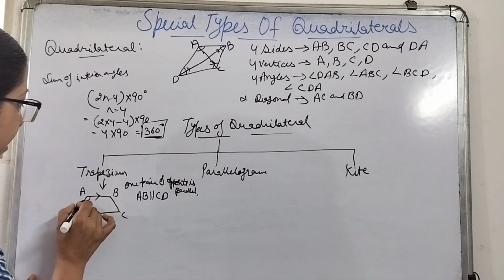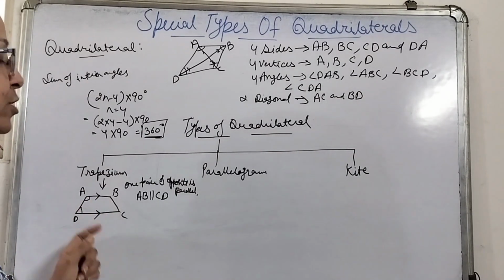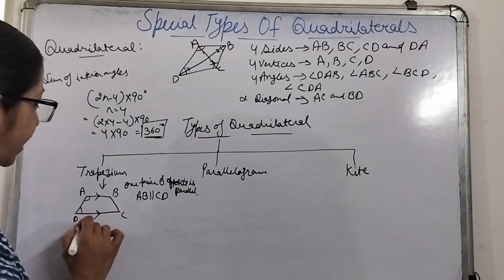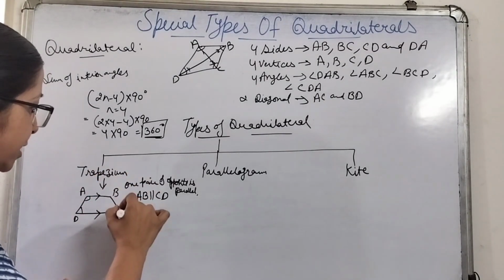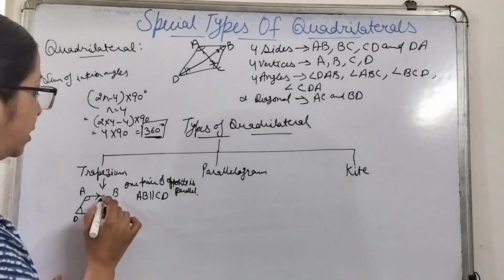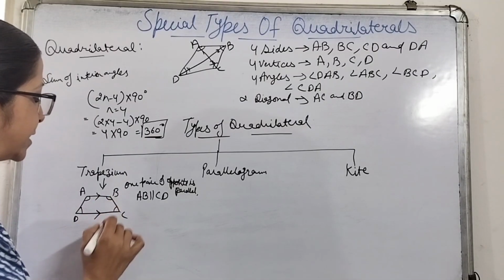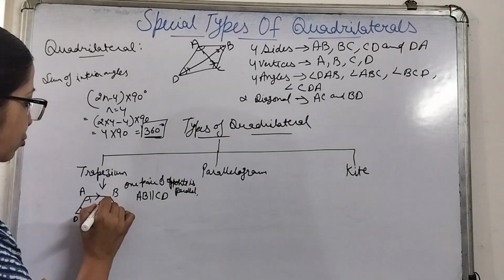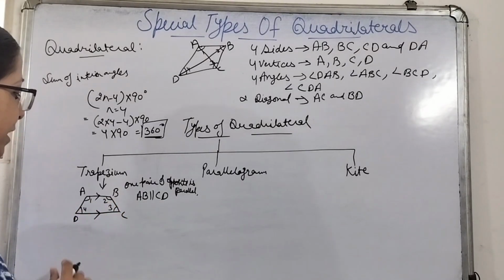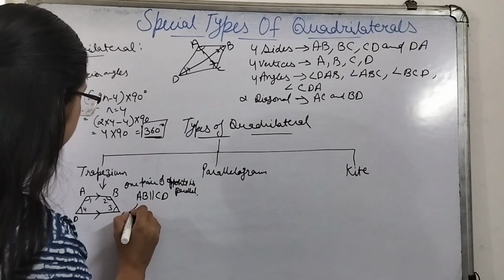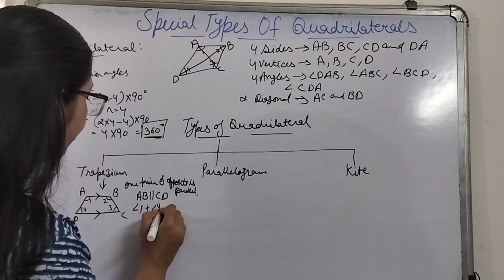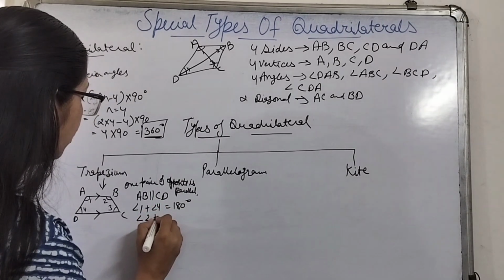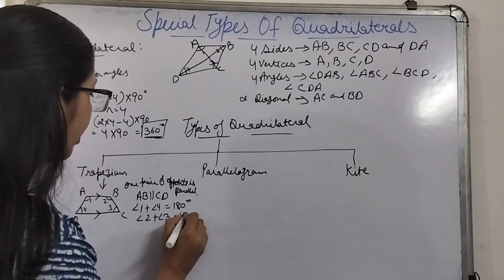So angle A and angle D: the sum of these two angles will be 180 degrees. Similarly, AB is parallel to CD, and here BC is the transversal, so the sum of angle B and angle C will be 180 degrees. If I simply name angle A as 1 and so on to write it easily, then angle 1 plus angle 4 will be 180 degrees. Similarly, angle 2 plus angle 3 will be 180 degrees.